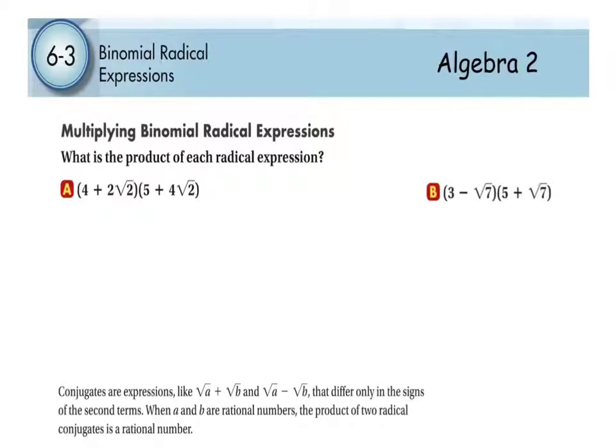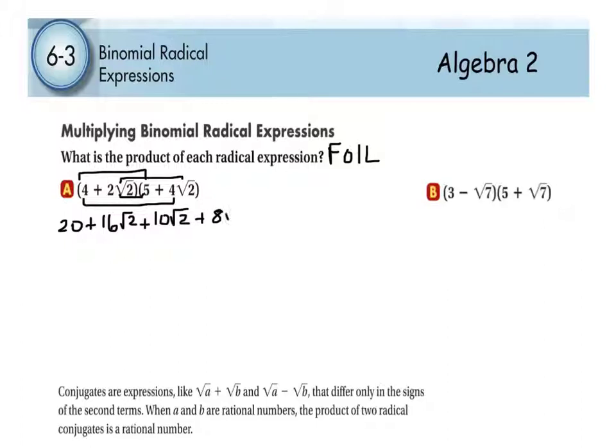So, multiplying binomial radical expressions. What is the product of each radical expression? Again, on these, we're going to use the FOIL method: first, outer, inner, last. First times first is 20. Outsides is 16 square root of 2. Inside is 10 square root of 2. And last, 4 times 2 is 8. Square root of 2 times the square root of 2 is the square root of 4. I'm going to write these out the long way, and then I'll simplify them as I go.